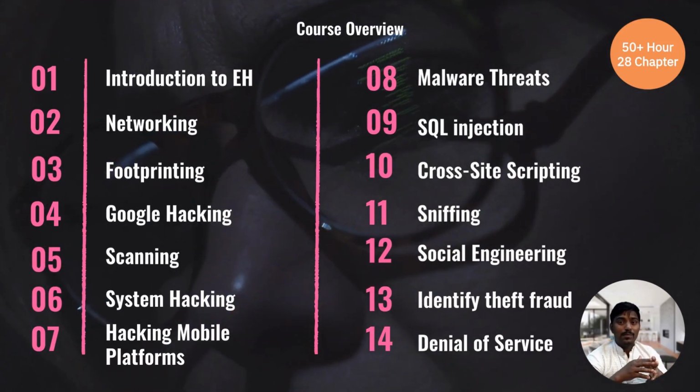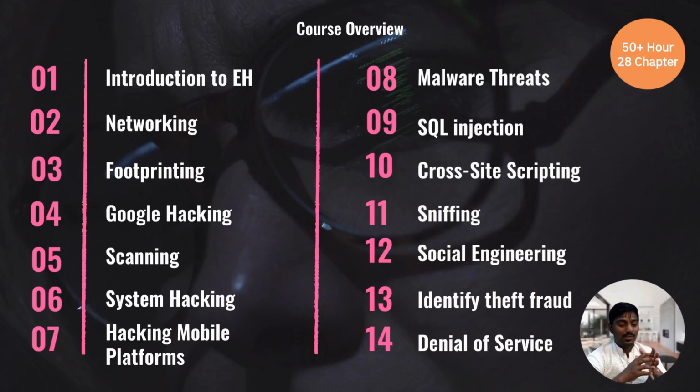Google hacking. Using Google search to find hidden information and vulnerabilities. Scanning. Techniques for scanning systems to detect security flaws. System hacking. Learn how attackers exploit vulnerabilities to gain access to systems and data. Hacking mobile platforms. Step into the world of mobile security and learn how Android and iOS devices can be hacked.